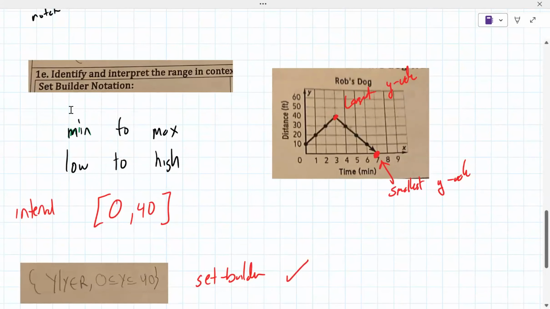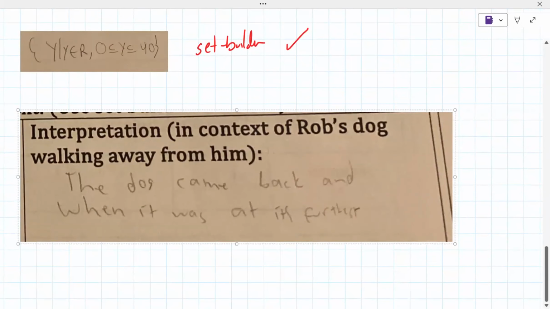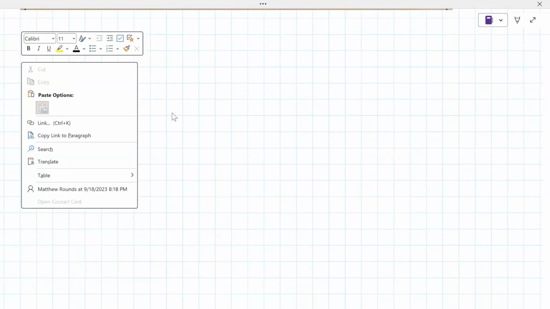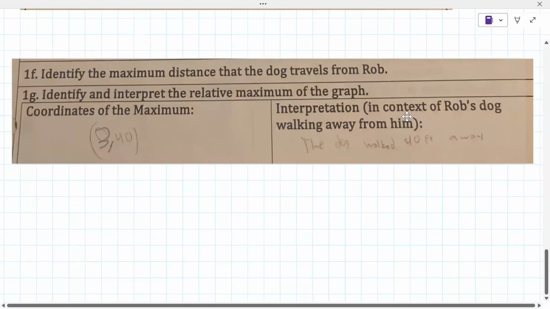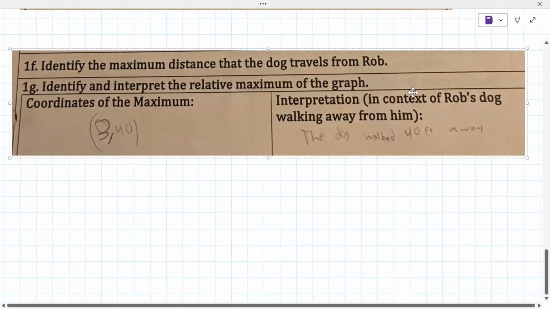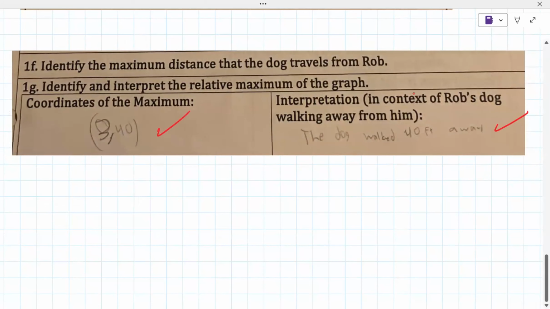All right. Not too bad. All right. Last one is, well, you've got it correct. I guess I'll just snip this in. I mean, we've beat the problem up pretty good. I don't think there's much more to say. Identify the maximum distance the dog travels from Bob. 40 feet away. Check. Nothing more to say.